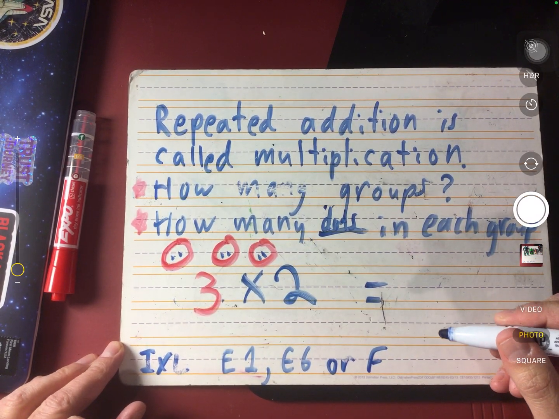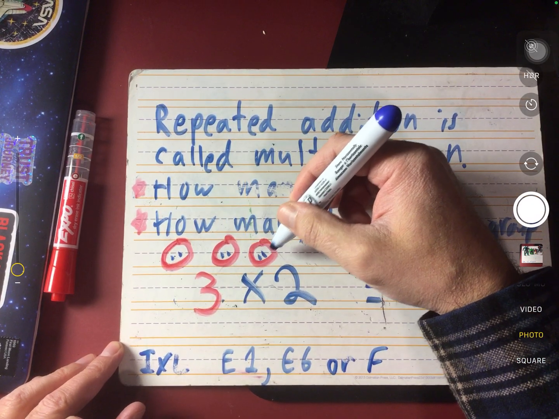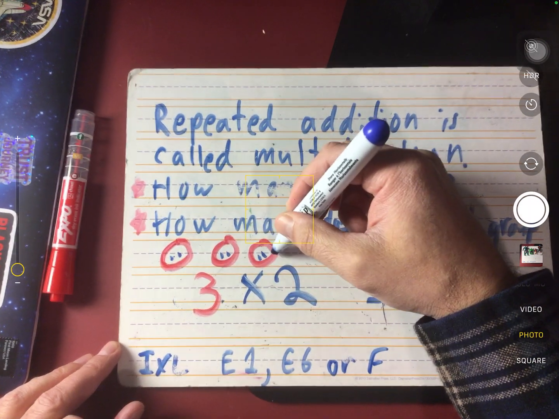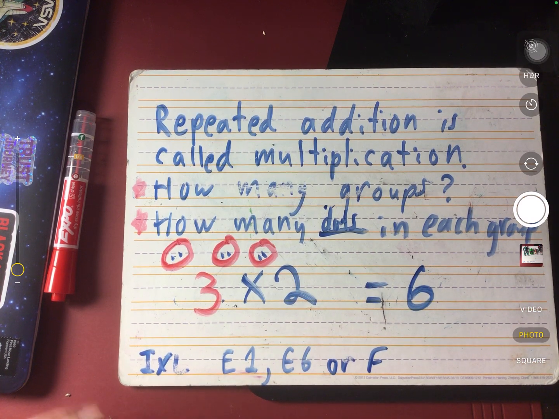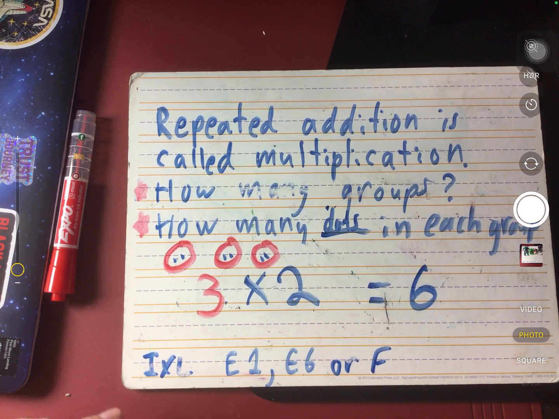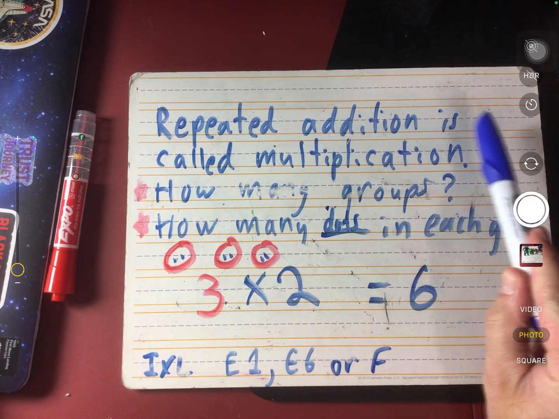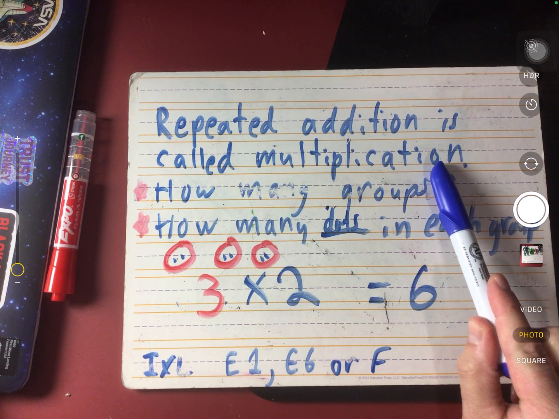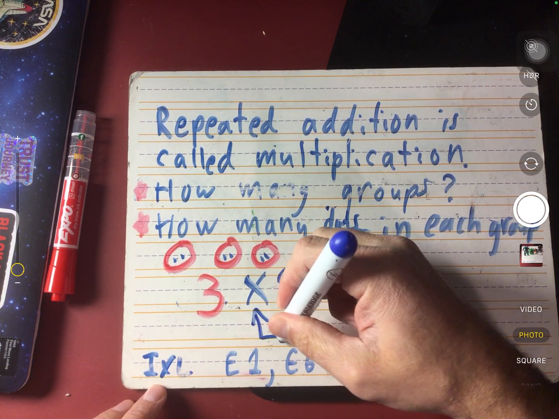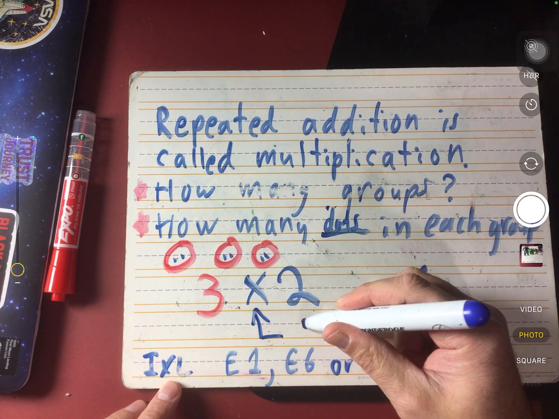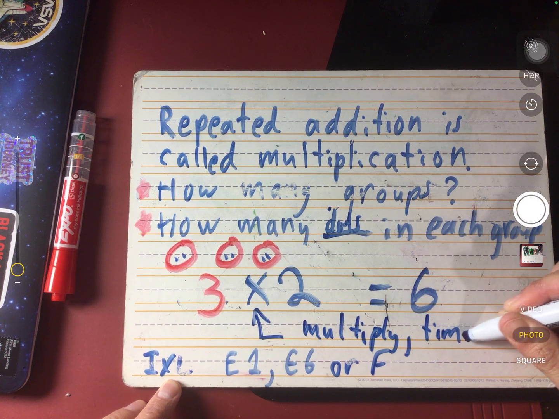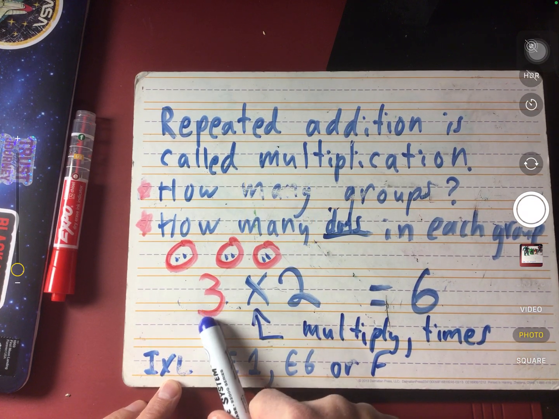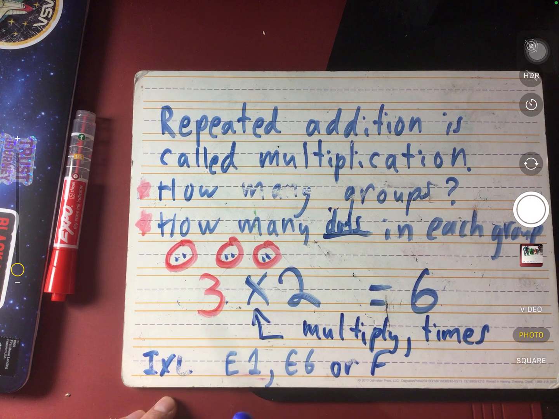Now, how many are there all together? Well, 3 times 2 is 2 plus 2 plus 2. 2, 4, 6. And I end up with 3 times 2 equals 6. So we're going to start slow, and then it's going to get a little bit more complicated each day. But remember, repeated addition is called multiplication. Sometimes it's also called times. This is called the multiplication sign or the times sign. To multiply or to times basically means how many times are we taking 3? We're taking 3 2 times.